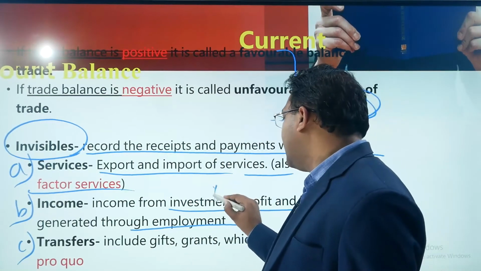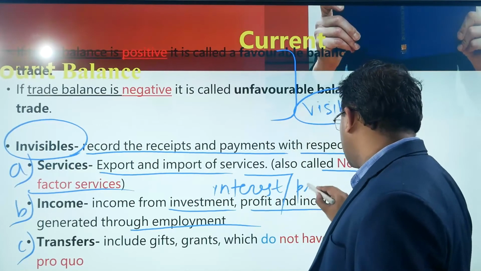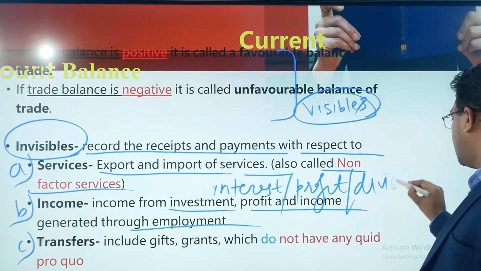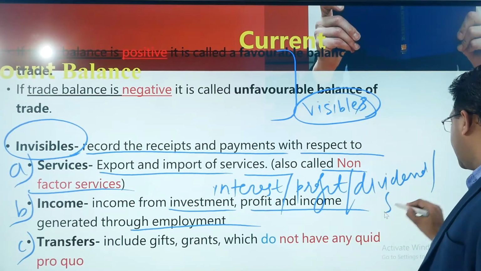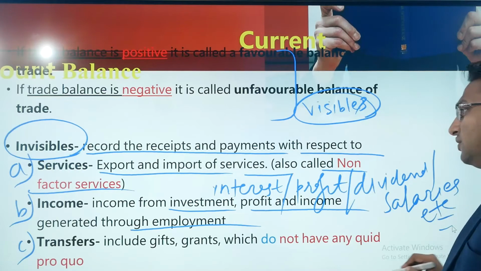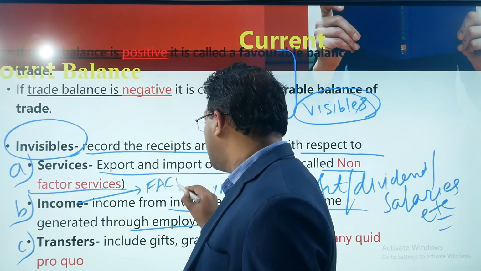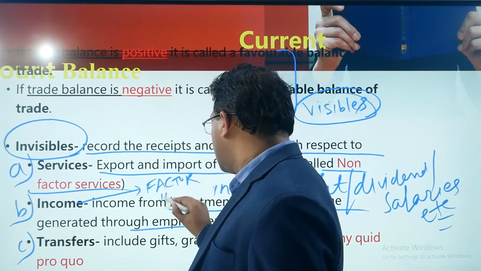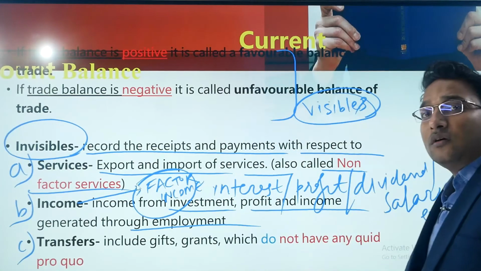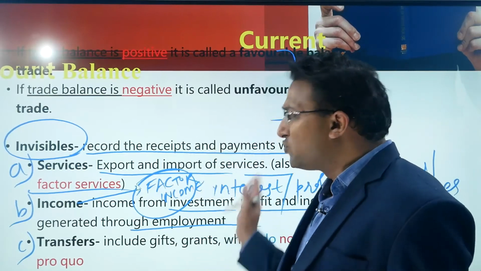So we have interest, profit, dividend, salaries, etc. Right? So this income is basically representing factor income, right? I am moving a little bit speedily because I have already discussed all these points earlier.